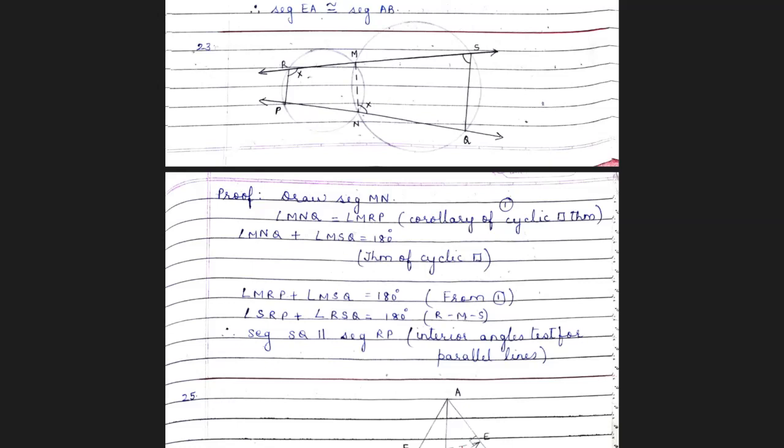Angle SRP plus angle RSQ equal to 180 degrees. What is the reason for it? Because R, M, S fall on a straight line. Therefore, segment SQ is parallel to segment RP because of the interior angle test for parallel lines. Sum of the interior angles is 180 and therefore SQ parallel to RP. Children, I hope it's clear now.